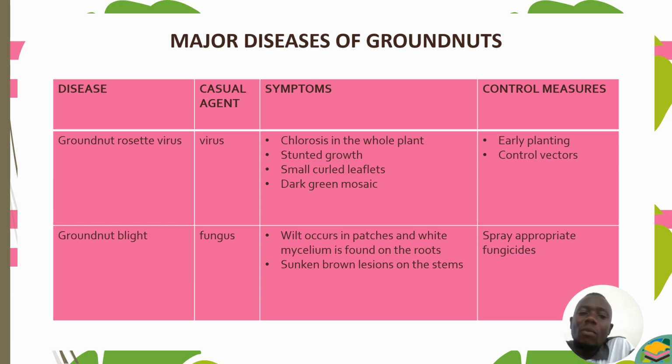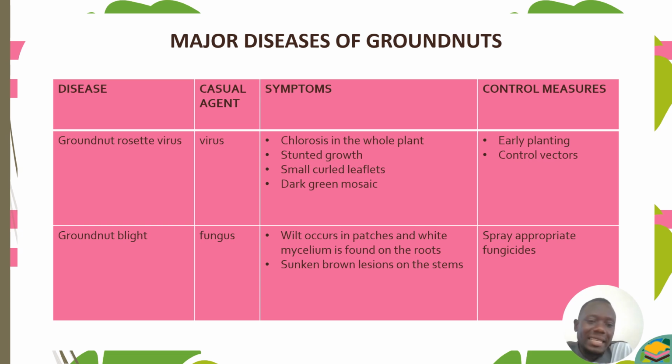Then let's look at major diseases of groundnuts. The first one is groundnut rosette virus. It is caused by a virus. These are some of the symptoms: chlorosis in the whole plant, stunted growth, small curled leaflets, and dark green mosaic. You can control it by early planting and controlling the vectors.